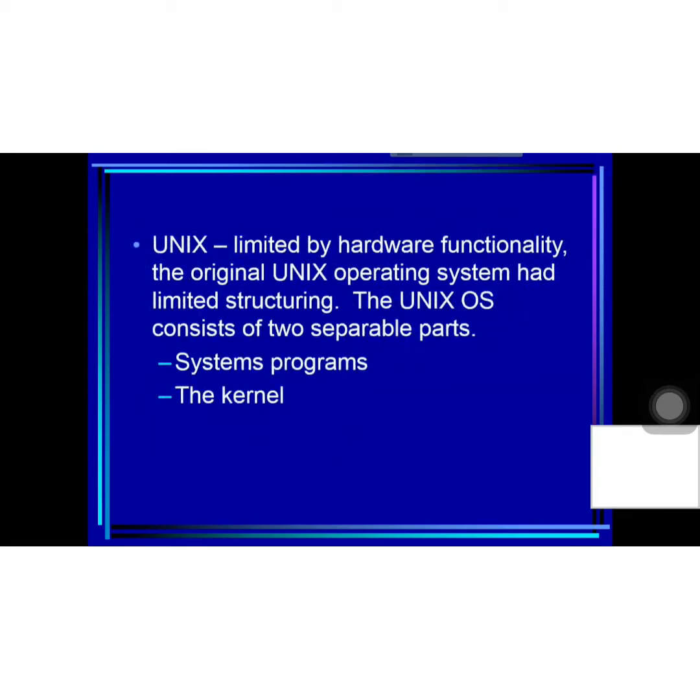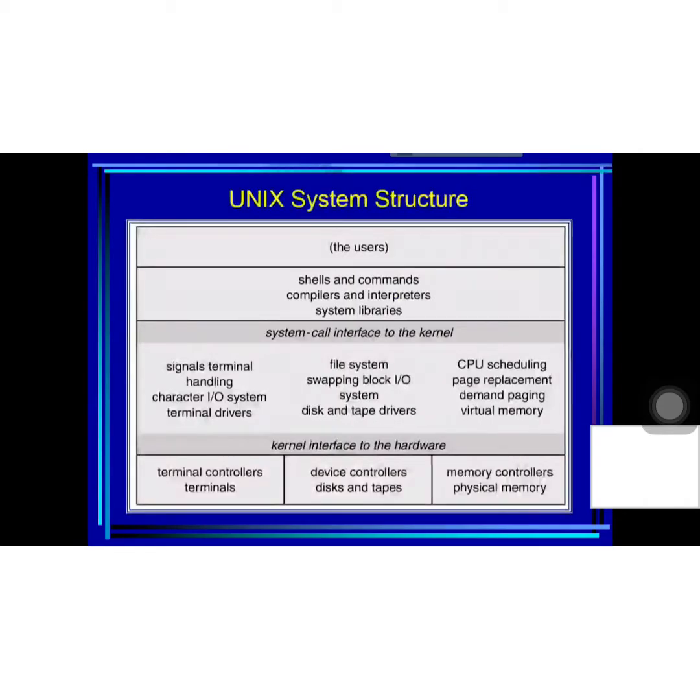Another example of limited structuring is the original Unix operating system. Like MS-DOS, Unix initially was limited by hardware functionality. It consists of two separate parts, the kernel and the system programs. The kernel is further separated into a series of interfaces and device drivers, which have been added and expanded over the years as Unix has evolved.